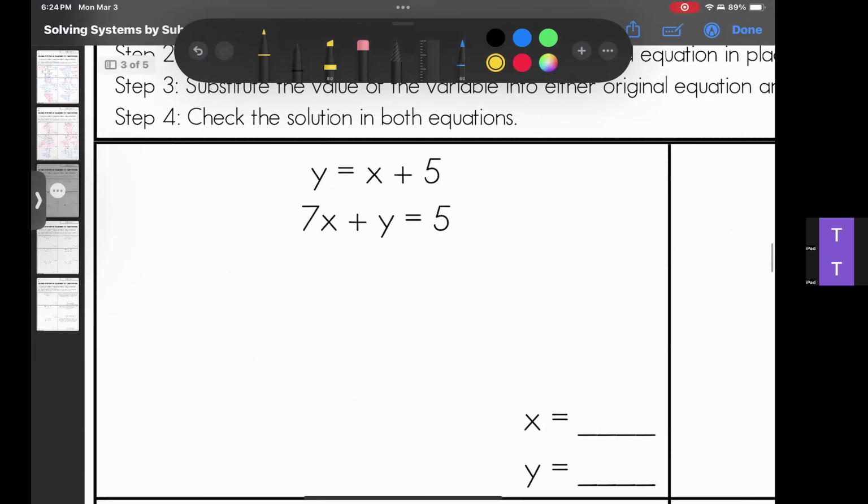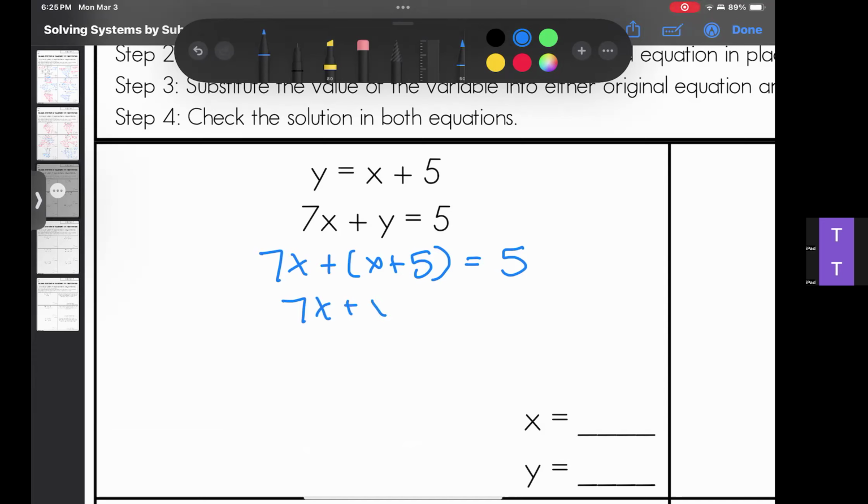All right, we're gonna come up here. Let's get into page 3. You and me. All right, so this one's already in y equals format. We love a good, easily substituted equation. So 7x plus x plus 5 equals 5, because there's nothing really to distribute. 8x plus 5 equals 5.